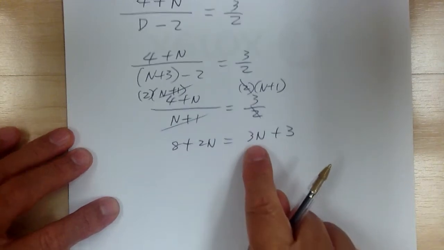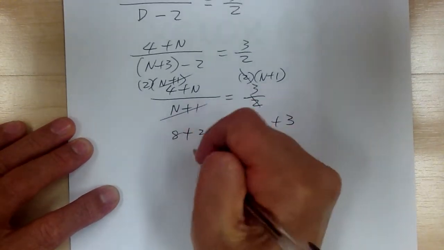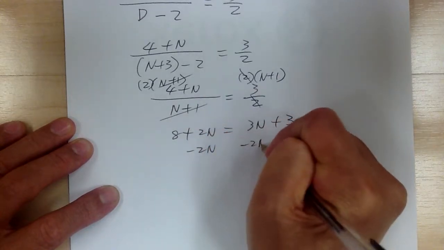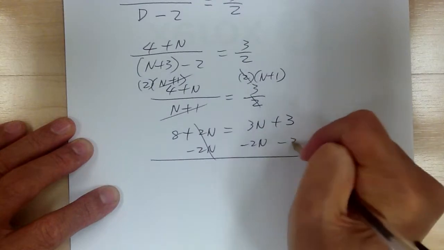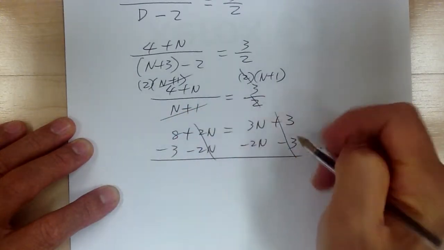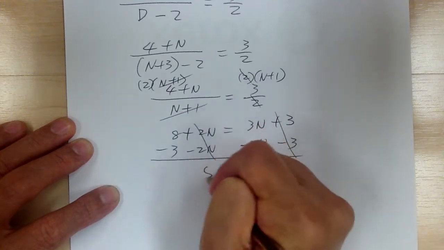Since the bigger n is on this side, I'm going to get an n on this side. So minus 2n, minus 2n. This will cancel out, and I'm going to move the number to the other side. So minus 3, minus 3. This cancels out, so I get n equal to 5.